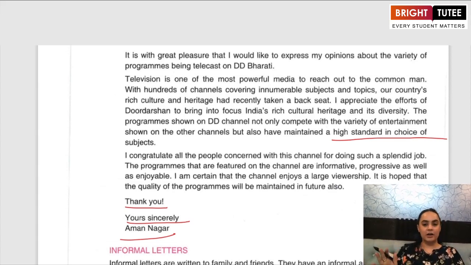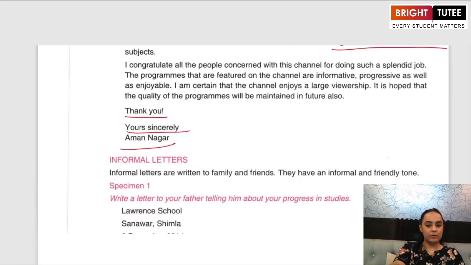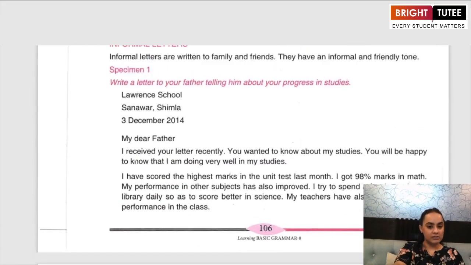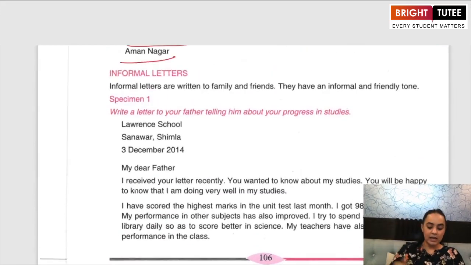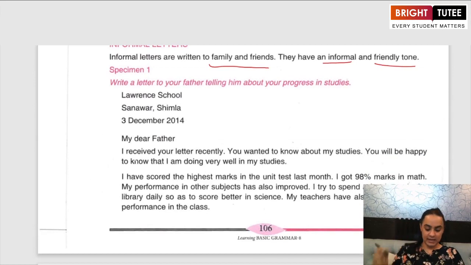So we have learned about the letters that we write to the principal, the letter to the editor, and the other letters which are written to organizations. Now we move ahead to the second type of letter, that is the informal letter. As the name suggests, informal letters are written to family and friends. Since you write these letters to your family and friends, their tone is very informal and friendly in nature. For example, let us look at the first case.